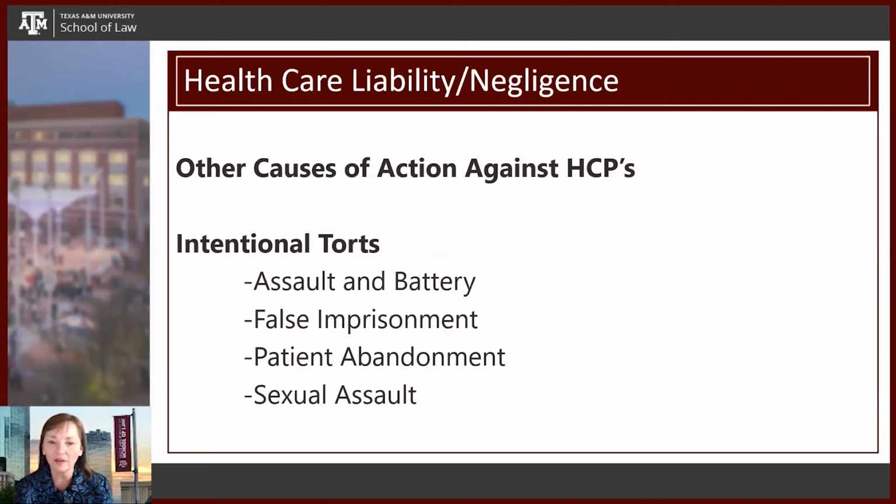And so just quickly, we're going to go over a few of those that are the most common, not the only ones by any means, but that are the most common that we see in healthcare. And one is assault and battery. And that is why we have consent forms.